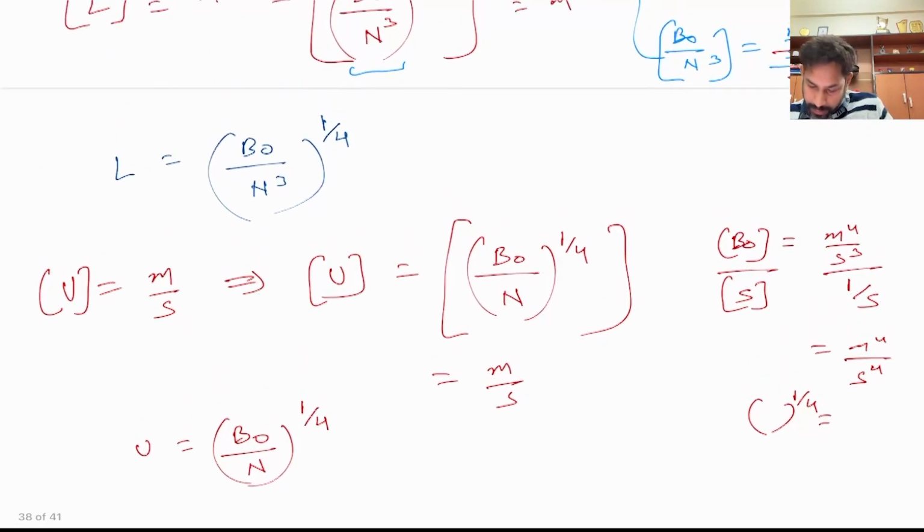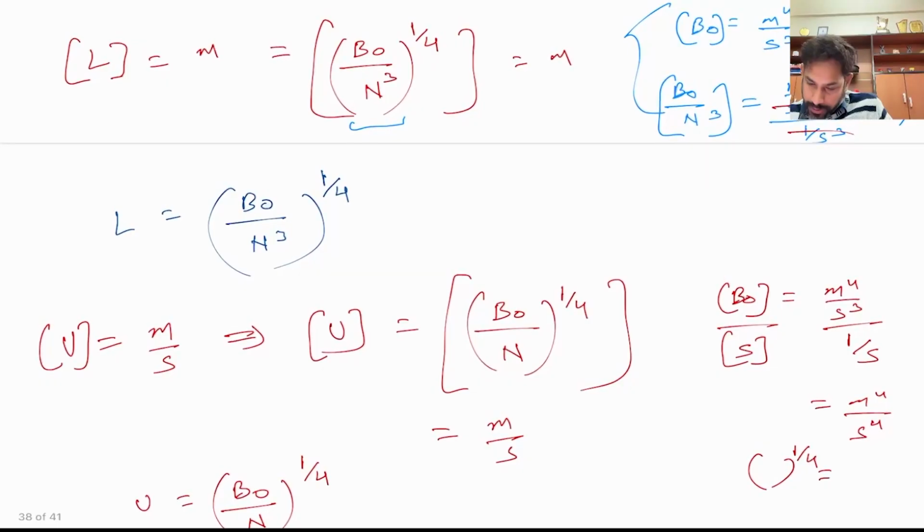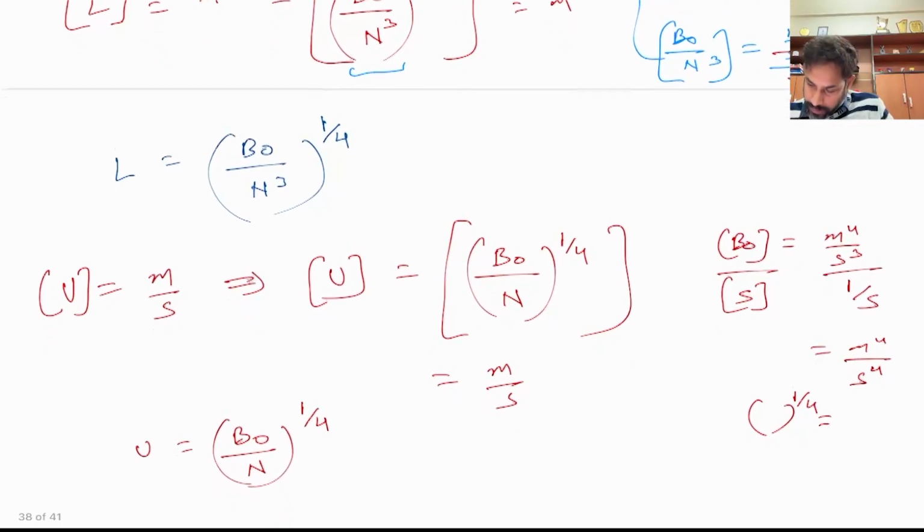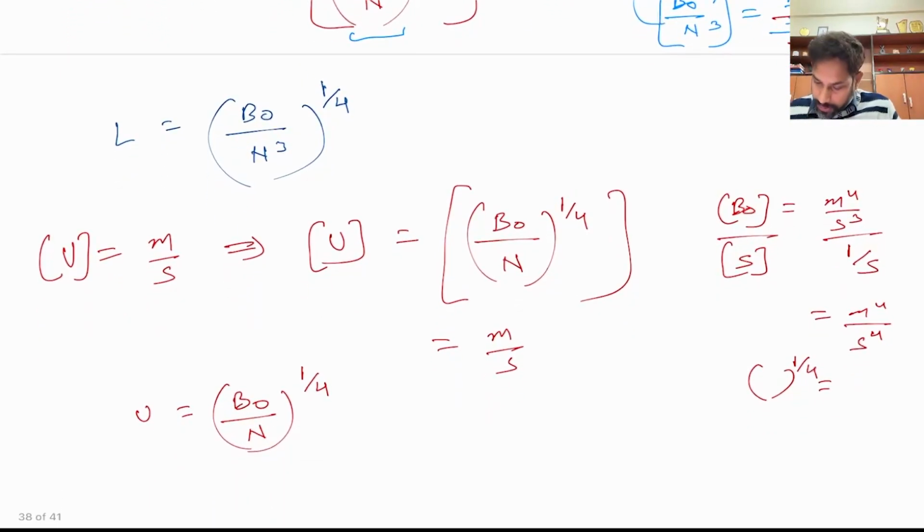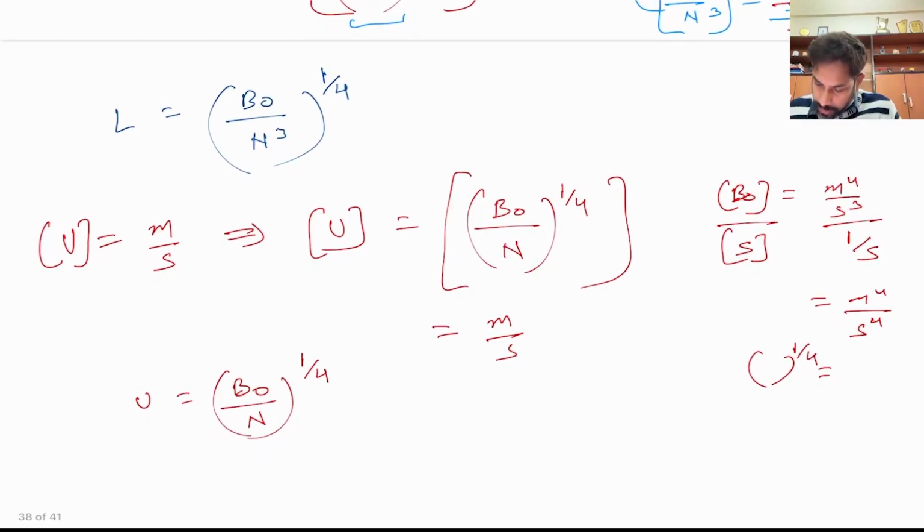I guess there is a small mistake here. All right, my apologies. This should not be over n, because that will cancel s cube. It should rather be multiplied. Okay, so let me very quickly repeat this process.